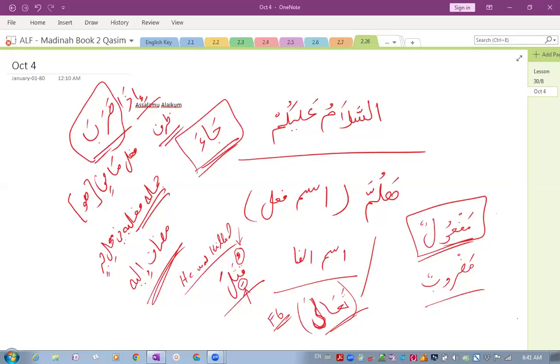So if we know the killer, then it's not majhul anymore, right? We know the doer, but majhul is when we don't know the doer. For example, when we want to say that the fly was killed, we don't know the doer, but we know who the recipient of the action was, the fly. That is how majhul works, and we will learn more about it very soon, inshallah.